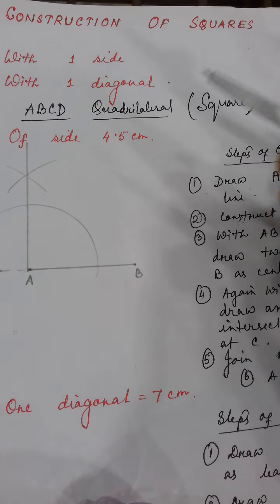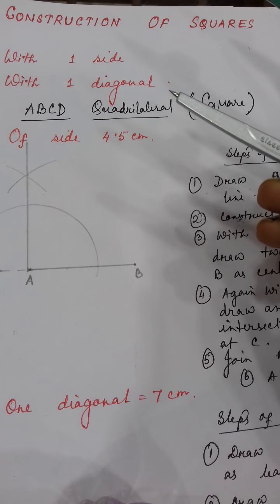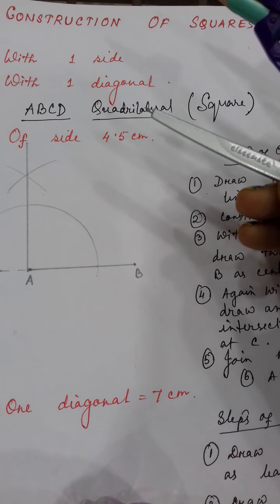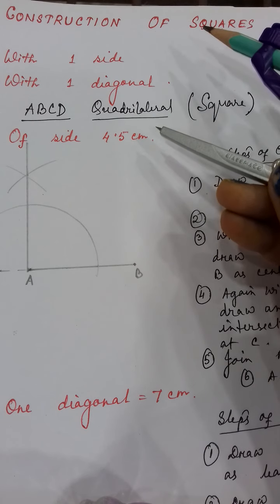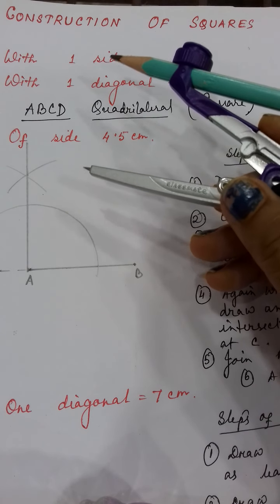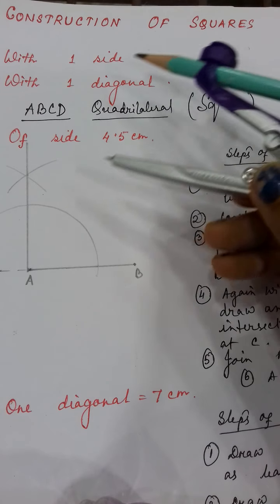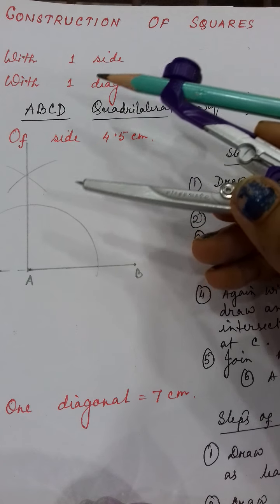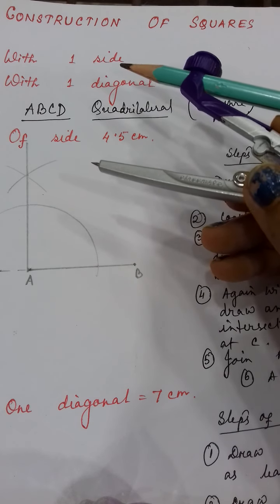Okay students, I think you all have understood how to construct a rectangle with two elements. Now today I am showing you how to construct squares. Clear? Here also two elements are there with which you have to construct squares. One is one side and one is one diagonal.